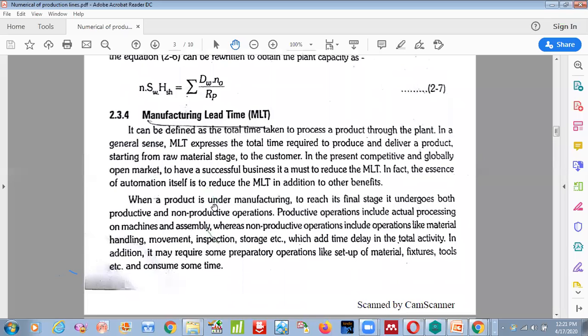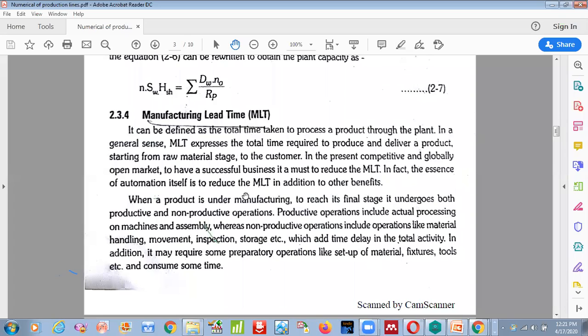When a product is under manufacturing, to reach its final stage it undergoes both productive and non-productive operations. For example, productive means a workpiece which has to undergo threading. Threading operations we call productive operations. Fixing this workpiece, switching on the coolants, setting the tool, these are called non-productive operations. Getting my point? So, productive and non-productive operations.